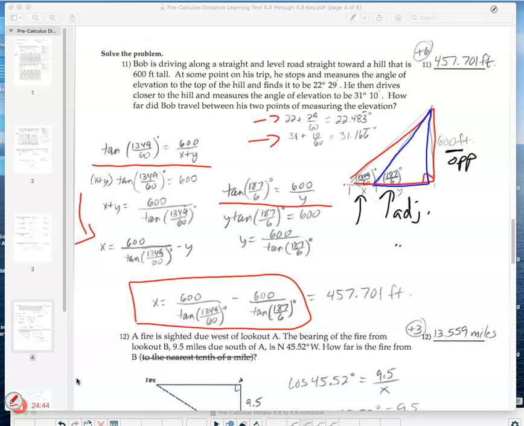So we have to take 600 divided by the tangent of 1,349/60th degrees minus 600 divided by the tangent of 187 divided by 6 degrees. And then, and only then, do we punch it in. So we don't have any rounding errors as we're working through it.